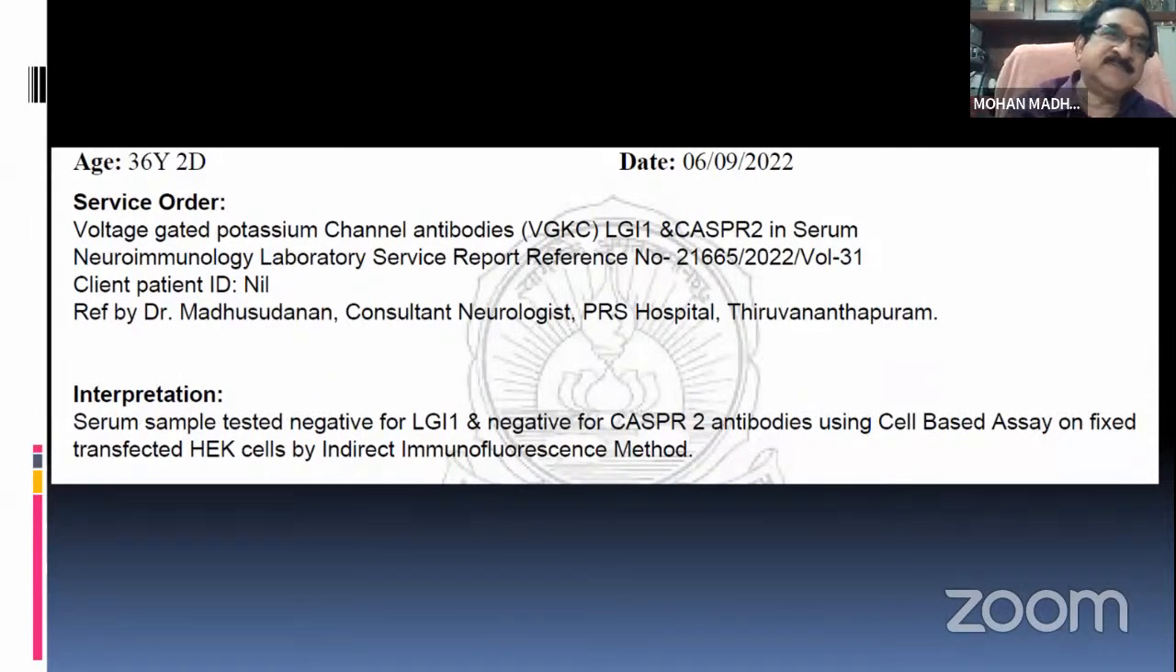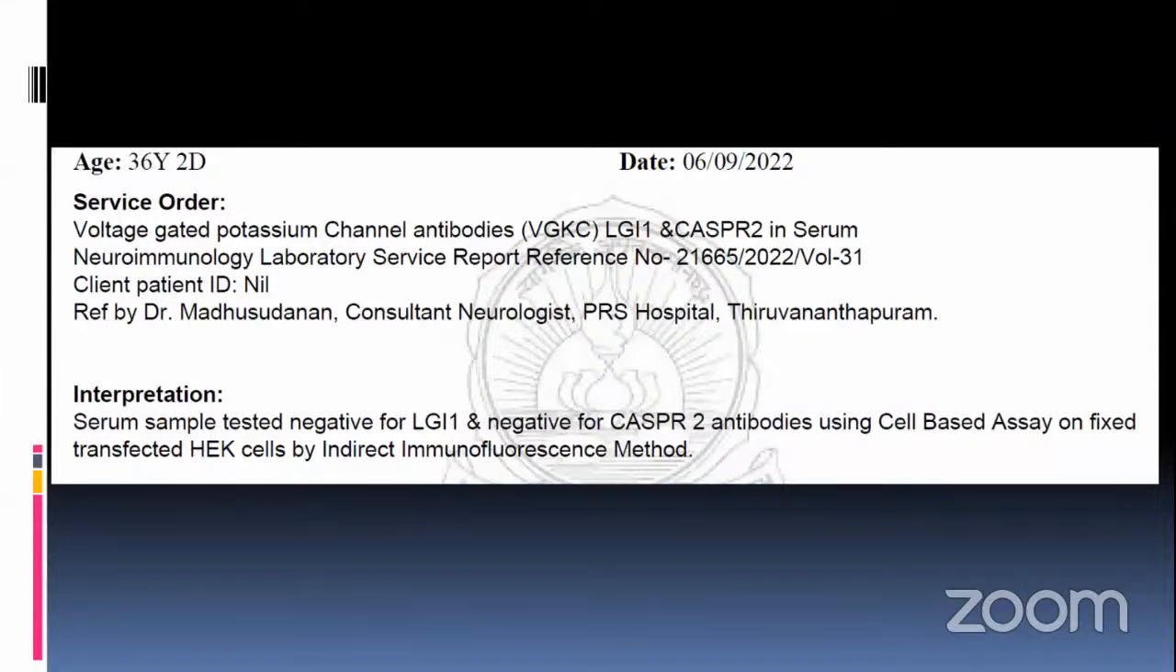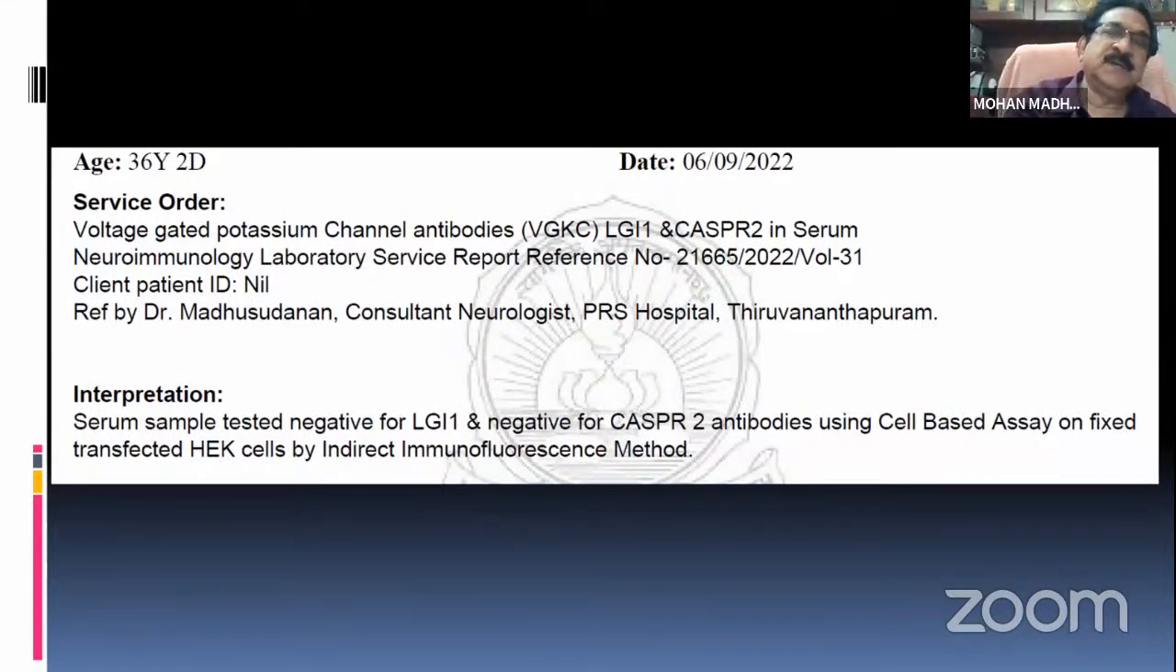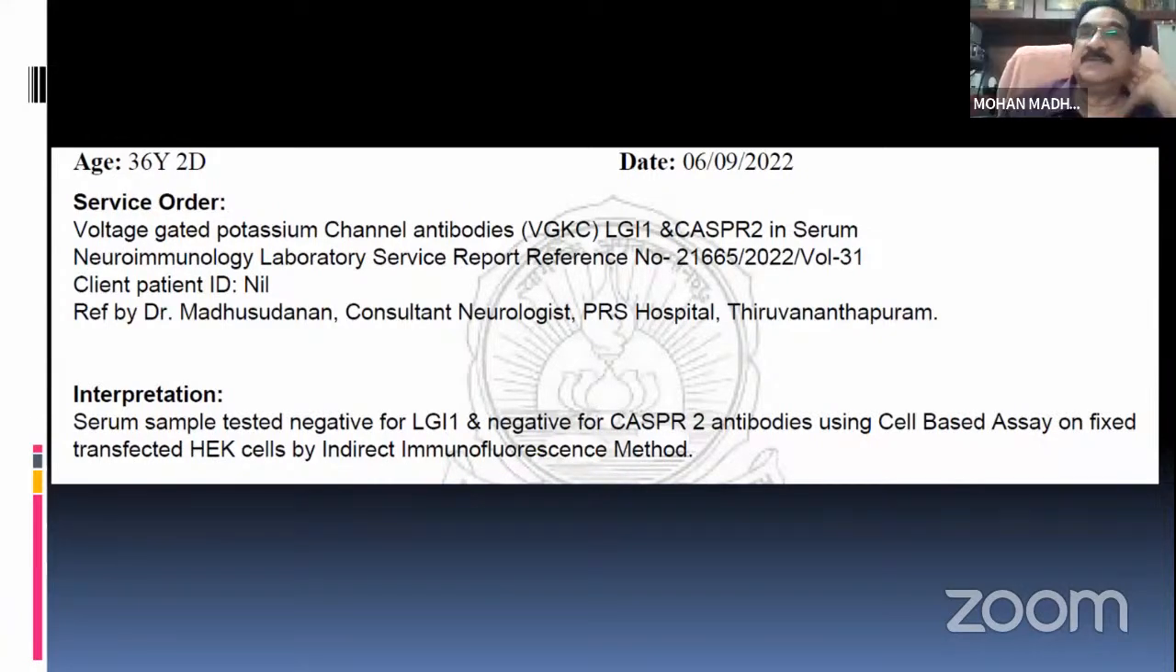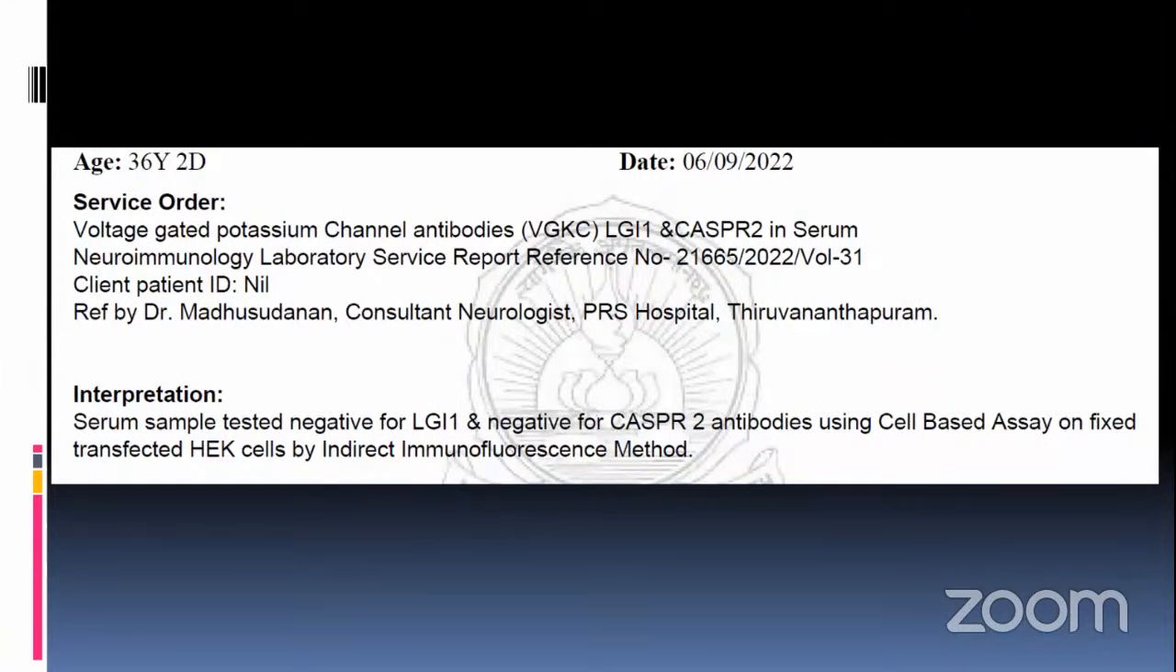Sarcoid we can think of, but the clinical picture and MRI picture were not such. There are possibilities which can affect both CNS and PNS: sarcoid, lymphoma, Behçet's. These are the differentials which can affect both, but the MRI picture was not favoring them. Cytology for malignant cells was also negative. VDRL and HIV are all negative. All negative. Lyme also? Lyme, we did not do, I think.